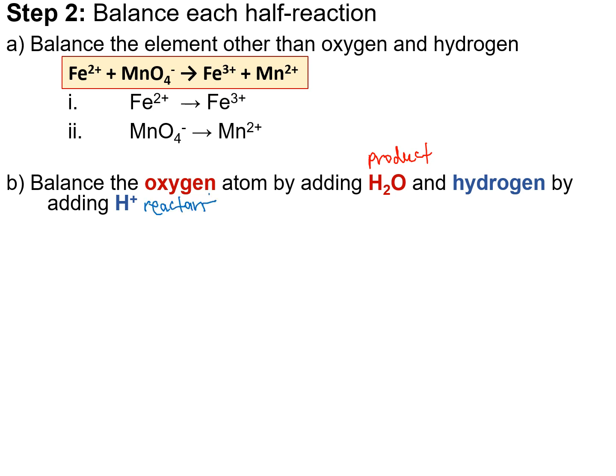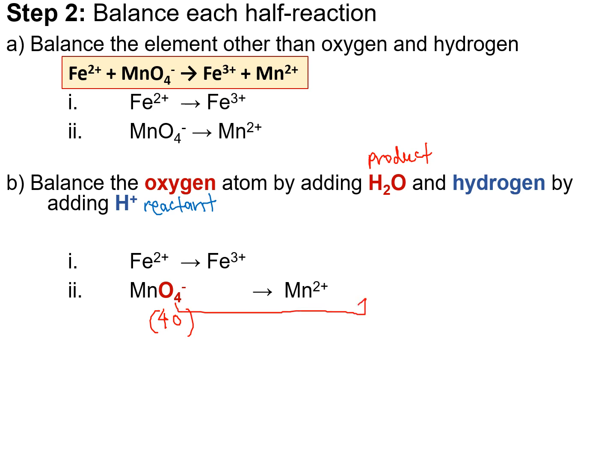Okay, so half reaction equation yang pertama ni tak ada kena mengena sebab tak ada oksigen. Tapi half reaction equation yang kedua ni ada kena mengena sebab ada oksigen. Ada berapa oksigen di MnO4-? Ada 4 oksigen. So untuk balancekan this 4 oksigen, makanya you kena add water di bahagian produk.